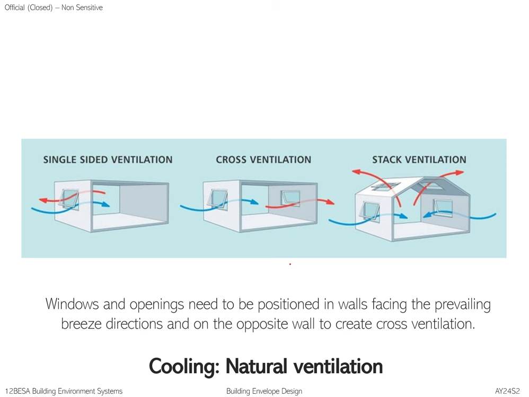For cooling, there is natural ventilation, where windows and openings need to be positioned in walls facing the prevailing breeze directions and on the opposite walls to create cross ventilation. As mentioned, understanding solar modeling always comes together with this, because it is about fenestration as well. So, three diagrams you see here. On the left, you have single-sided ventilation. Actually not very effective.